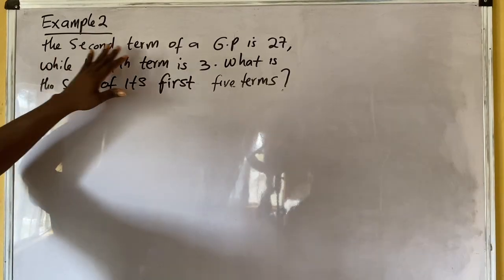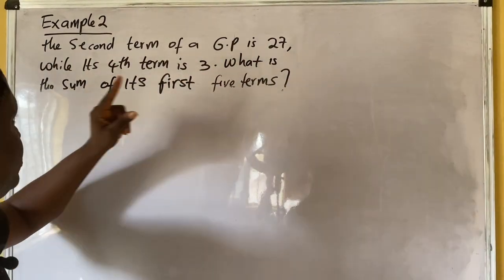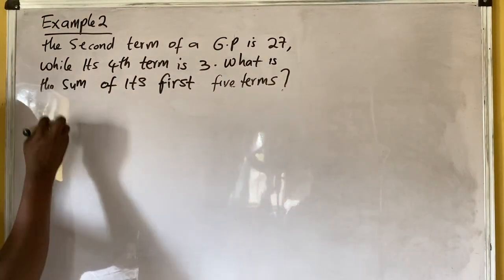We are given the second term of a GP is 27, while its fourth term is 3. What is the sum of the first 5 terms? So let's look at it. So we have the solution.